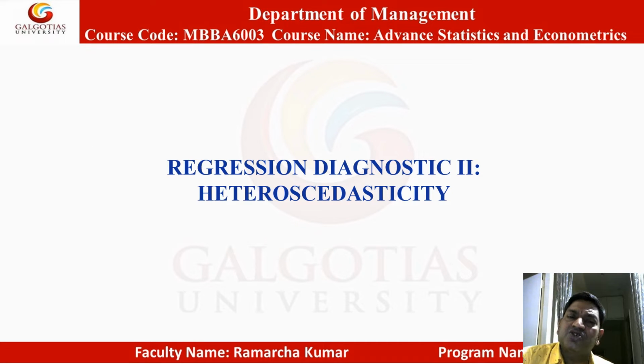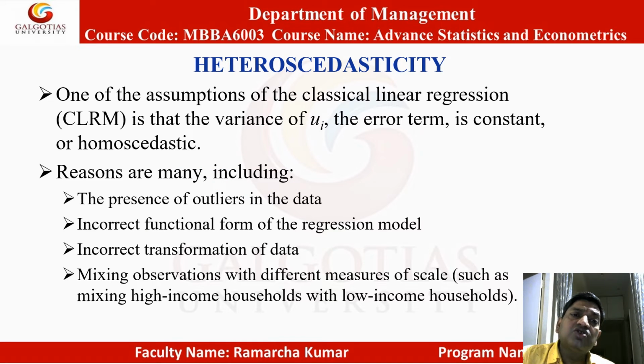Regression diagnostics 2. So that is heteroscedasticity. Remember, one of the assumptions of the classical linear regression model is homoscedasticity, or that variance is constant. But if that is violated, we call this heteroscedasticity. So one of the assumptions of classical linear regression is that the variance of ui, the error term, is constant or homoscedastic.